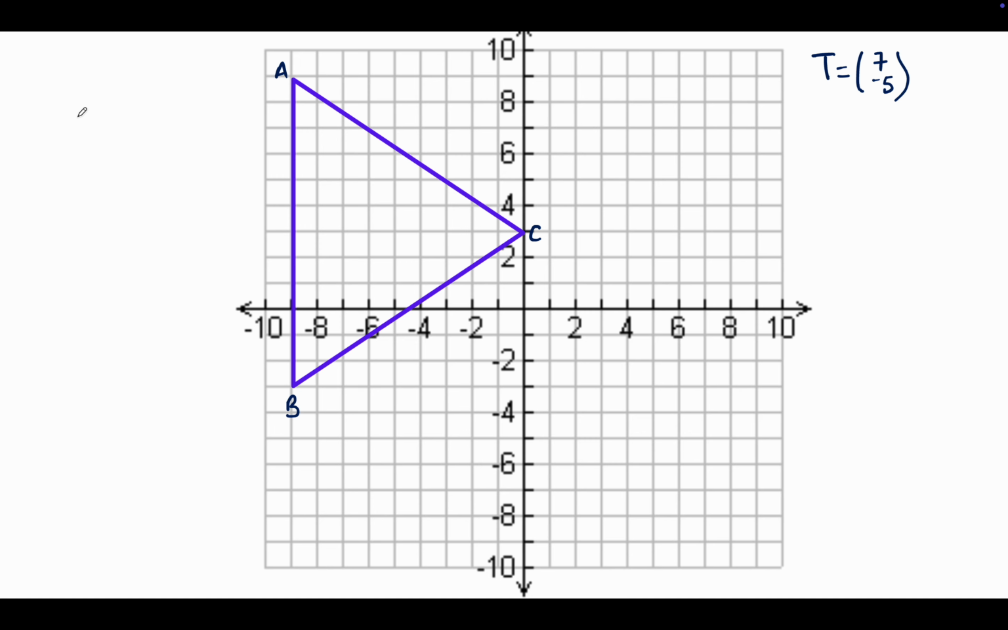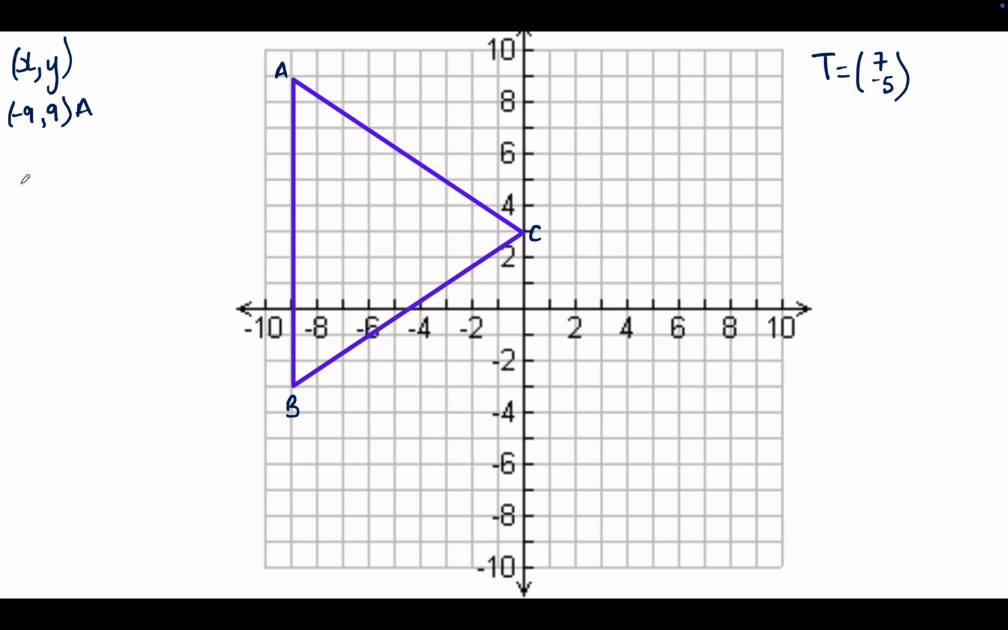Now for A, remember, we use X and Y for our points or coordinates. So we're going to look at the x-axis first. Here, in line with A, it's at -9. So my x value would be -9. And then for my y value, it would go all the way up to +9. So for A, my coordinates will be -9 and 9.